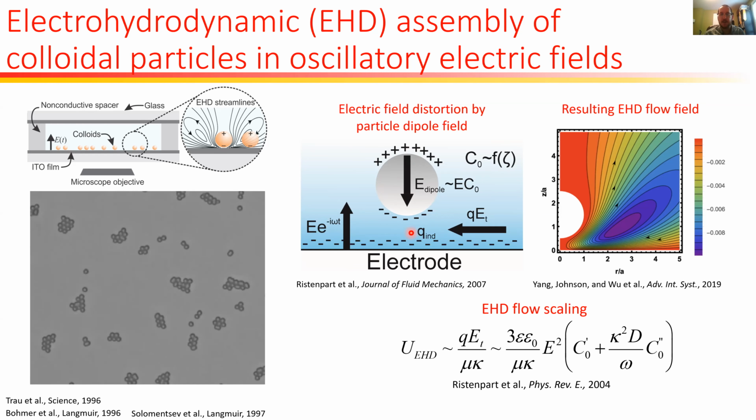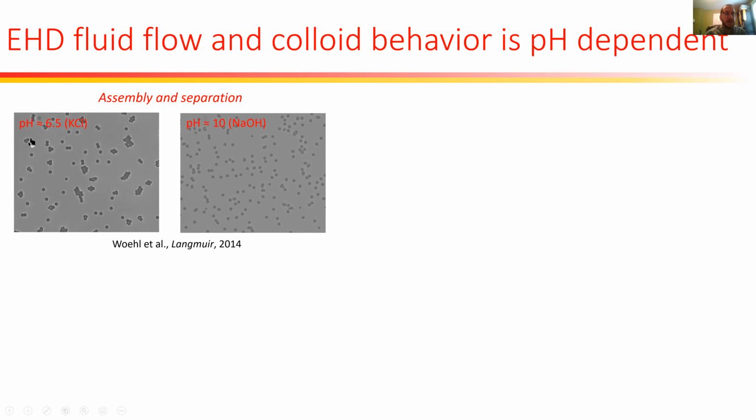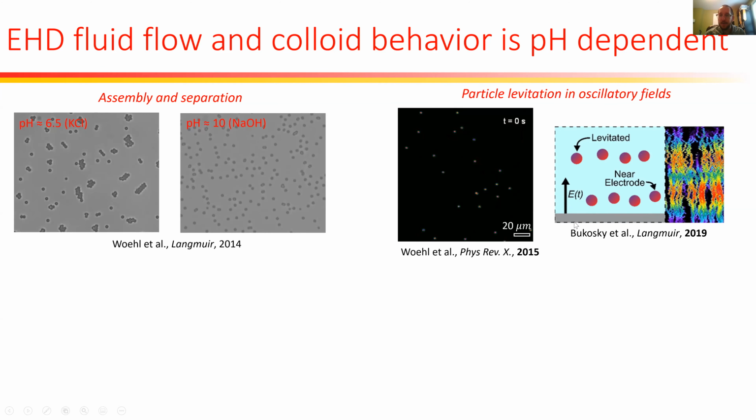So what we found during my PhD, and what other people are beginning to find, is that the fluid flow behavior as well as the assembly behavior of the colloids is very much pH dependent. If we put particles at pH 6.5 electrolyte, they assemble. If we put them in sodium hydroxide at a pH of 10, they don't do anything, or they actually separate from each other. We found that putting particles at high pH can cause them to levitate very far from the electrode. Particles can levitate on the order of 20 microns or more off the electrode surface when we put them in sodium hydroxide, and they don't do anything when you put them in KCl.